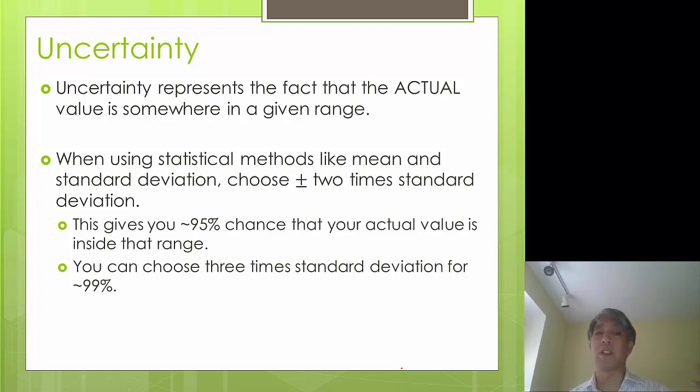Okay, so uncertainty represents the fact that the actual value is somewhere in that given range. If I have a lot of data, I can use statistical methods like mean and standard deviation. If I choose plus or minus 2 times the standard deviation, what that means is there's a 95% chance that a measurement you make will be inside that range. If you want a little bit more likelihood, you can go out to 3 times standard deviation, and that'll give you about a 99% chance that the actual measurement is in that range. So plus or minus 3 times if you really wanted to be sure.